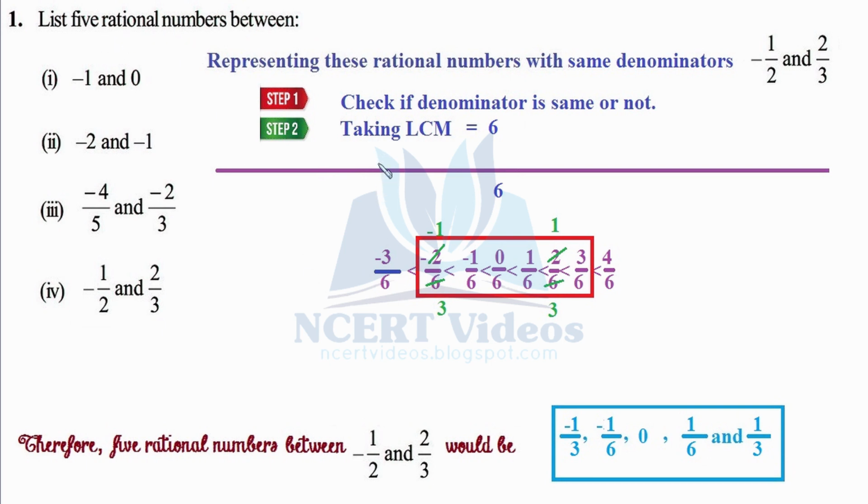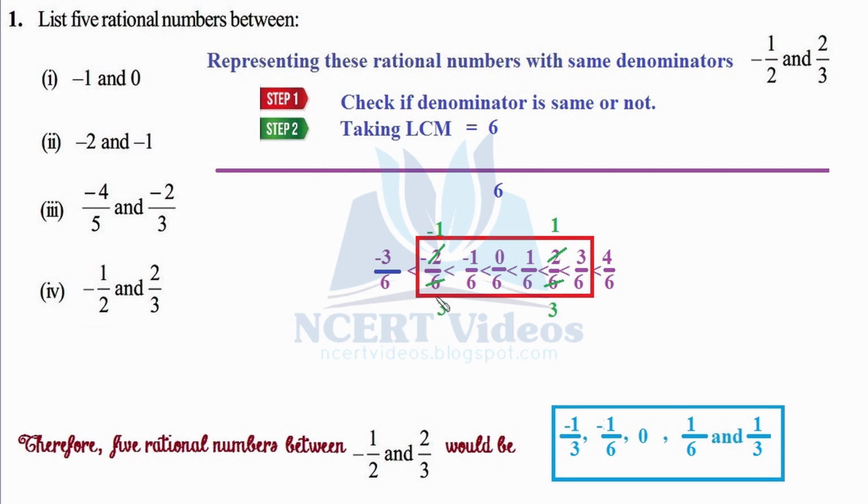So minus 3 over 6 will be somewhere here. Then you have minus 2 over 6, minus 1 over 6, 0 or 0 over 6. It represents the same thing. Now 1 over 6, 2 over 6, 3 over 6 and 4 over 6 is obviously 2 over 3. We have deduced rational numbers. We have to write them in simplest terms.